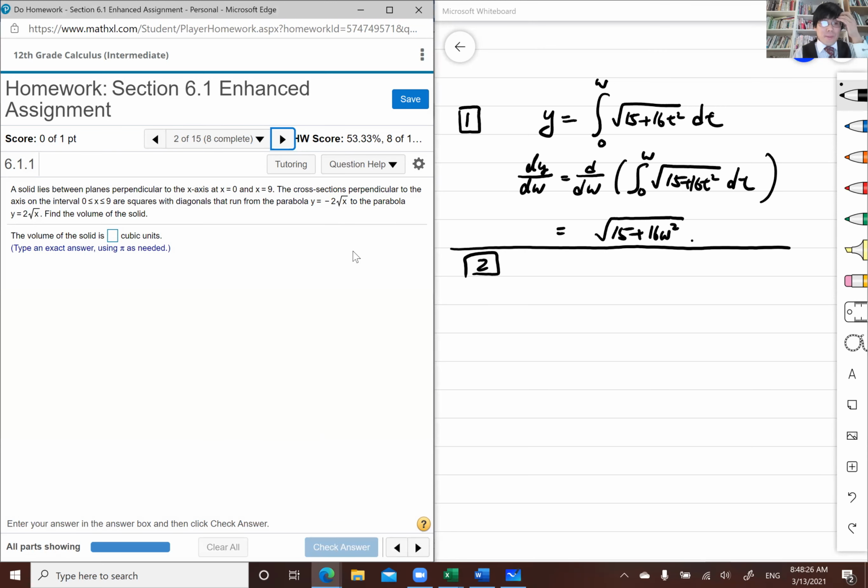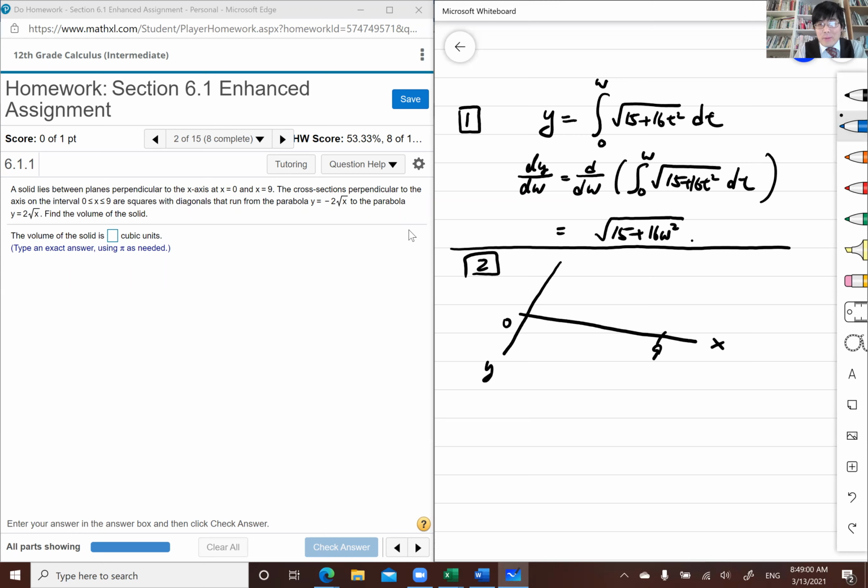Okay, number 2. A solid lies between planes perpendicular to x-axis at x equal to 0 and x equal to 9. So let's say we have x-axis and here's y-axis, and here x is 0 through 9. The cross sections perpendicular to the axis on the interval 0 through 9 are squares with diagonals that run from the parabola y equal to negative 2 square root of x to the parabola y equal to 2 square root of x.